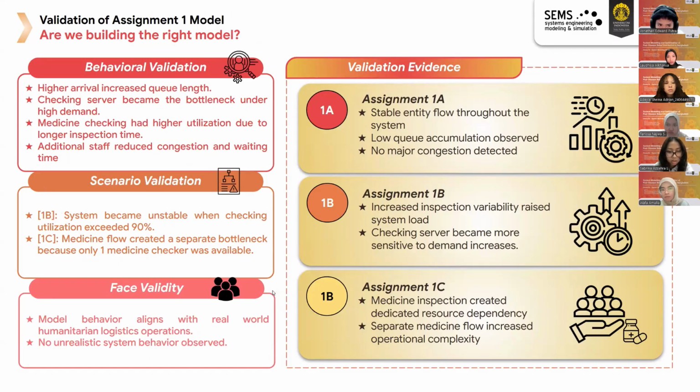Finally, validation showed that the model behaves realistically under normal demand. Queues remained low and operations were stable. When demand increased, congestion appeared, passenger waiting times increased, and the runway became the primary bottleneck. Adding extra capacity improved performance as expected. Therefore, we conclude that the model accurately represents post-disaster relief operations and produces valid results.